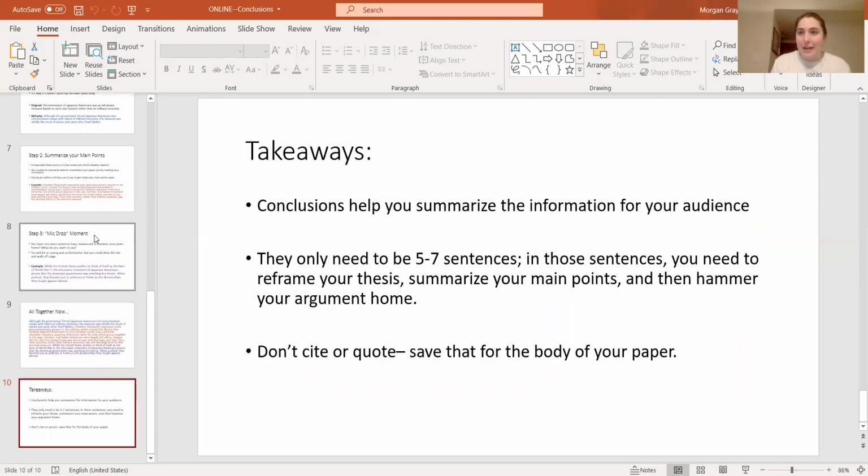So a couple of takeaways, to add a conclusion to my conclusion. Conclusions will help you summarize information for your audience. They only need to be 5 to 7 sentences, and they will allow you to put everything together so that your audience knows exactly what you want them to know. And again, a reminder, do not quote or cite. Save that for the body of your paper.